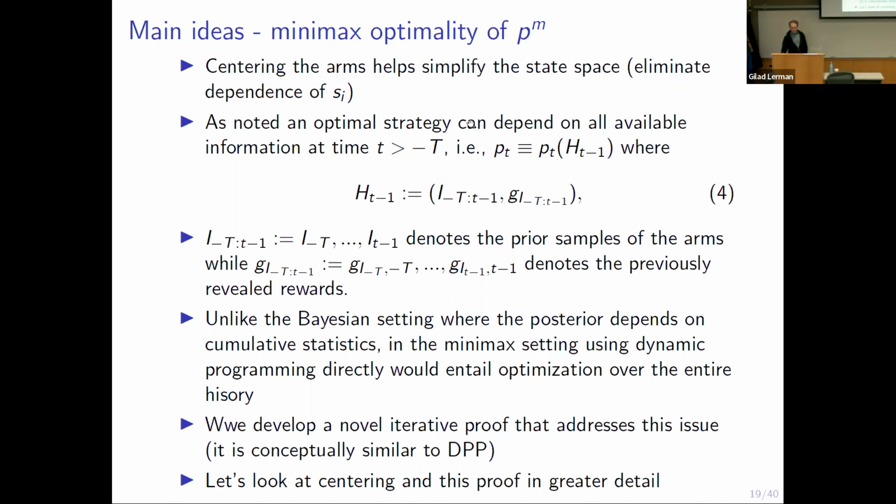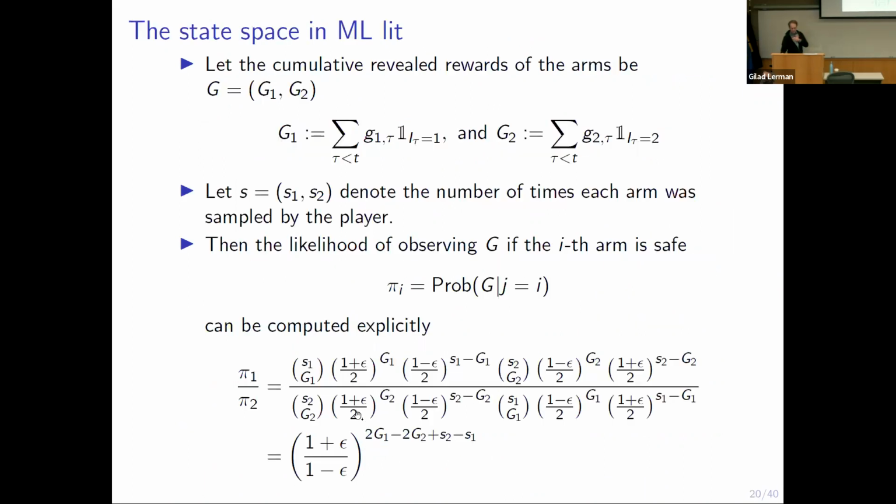What makes this proof difficult is that an optimal strategy can depend on all available information at that time, that is, all the history. Therefore, in the min-max setting we cannot use dynamic programming directly, because at each step you would need to optimize over history. Your state space is enormous and there's no hope of getting a PDE. But we developed a novel iterative proof that addresses this issue, and it is conceptually similar to dynamic programming. So let's look at the centering and this proof in a little more detail.